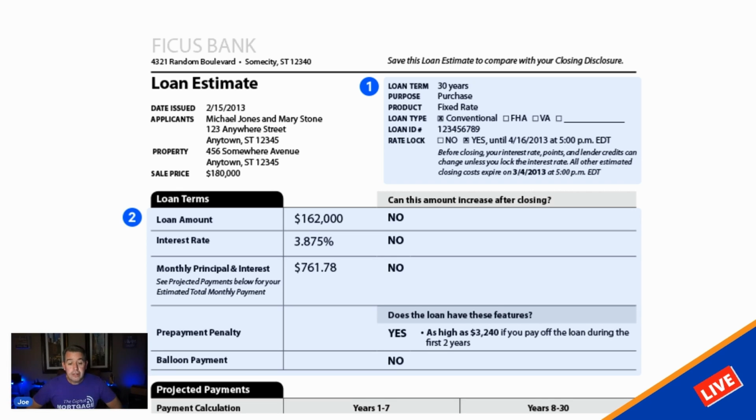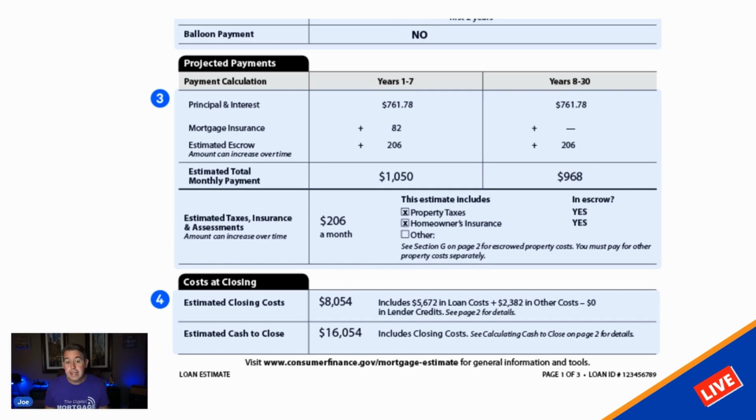So section 2, that is your loan amount. That's what you're actually borrowing. That's the loan you're doing. That's your scenario. So you'll see it says loan amount 162. You've got a rate of 3.875, and your principal and interest payment is $761. That's your principal and interest. That is not including your taxes and insurance and possible mortgage insurance. Let's look at that in the next section.